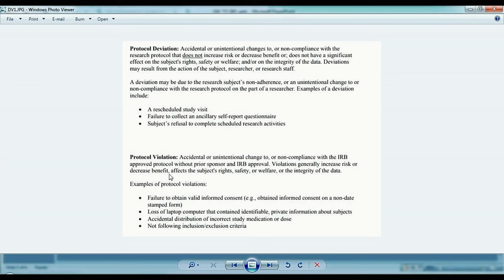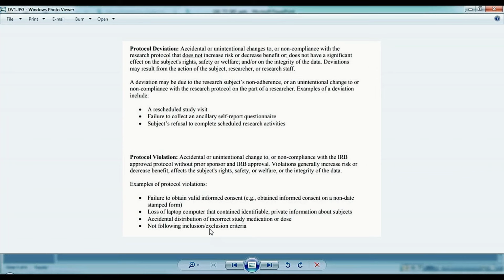Okay, in case of violations, it is non-compliance with the IRB-approved protocol without prior sponsor or IRB approval. Without approval, if you are doing something, or executing the study without proper approval, those are violations. Something like not following the inclusion and exclusion criteria: if they mention some inclusion and exclusion criteria to select the candidate, and you are not following them, that is a violation. Accidental disturbances include an incorrect study medication dose.